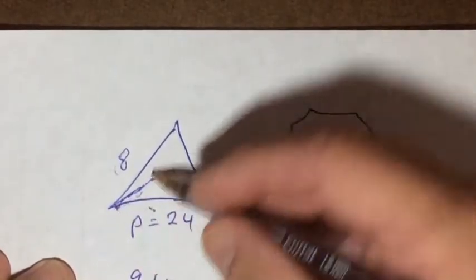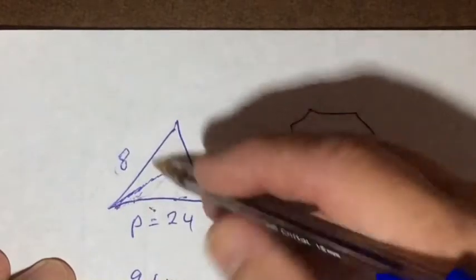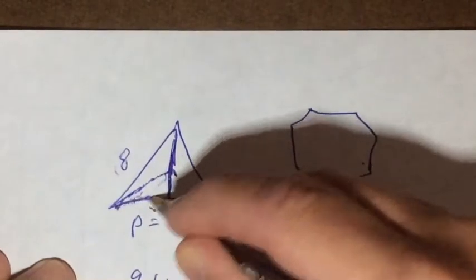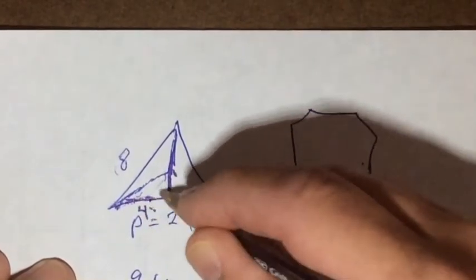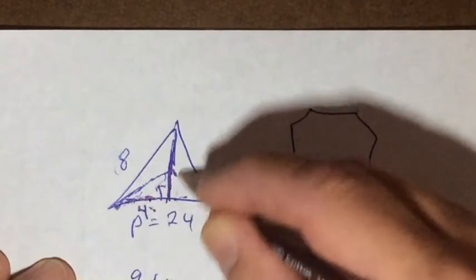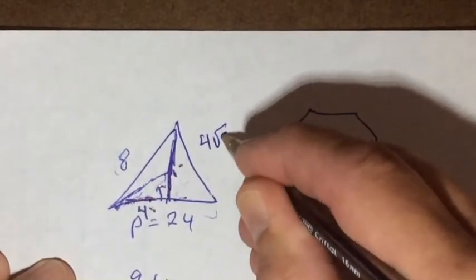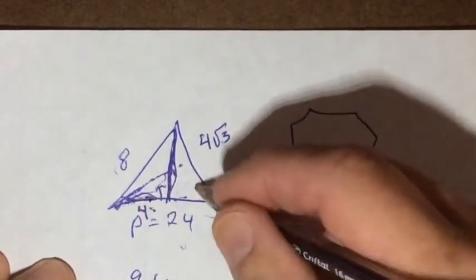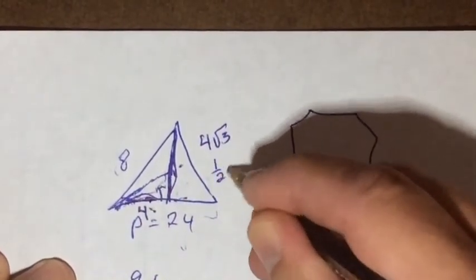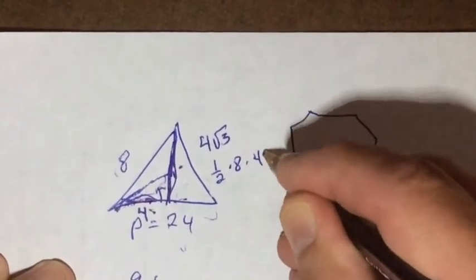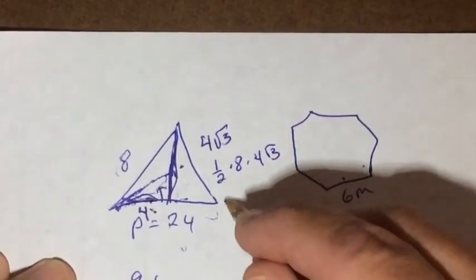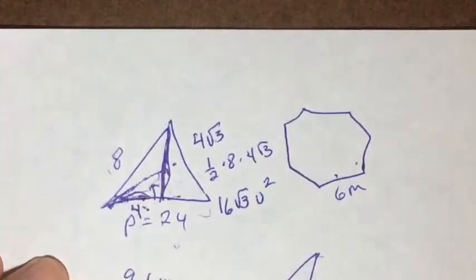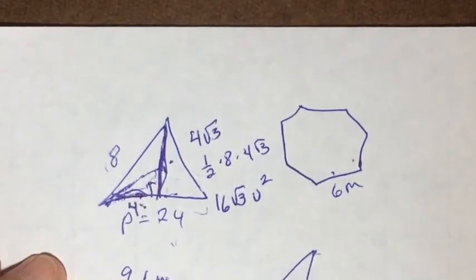If I draw, well, actually, what can I do here? It's an equilateral, right? I can just drop this here. This is going to be 4, isn't it? This is a special right triangle. This is going to be 4 square root of 3, right here. So 1/2 the base times the height is 16 square root of 3 units squared. It's probably the easiest way to do it.